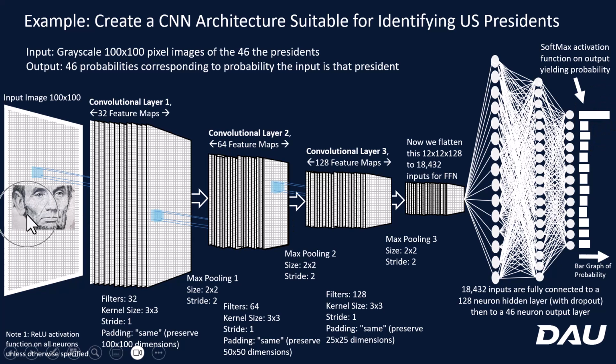So if we ran this through this network in a forward fashion, it does run through like that. It builds this layer, then that layer, then that layer, then it flattens, then runs through this feed-forward network, runs through the softmax layer, and outputs a probability. So let's say it's not trained yet. We run this image through, and it gives us a probability like that. You can see the highest probability it thinks is the first one, and that's George Washington.